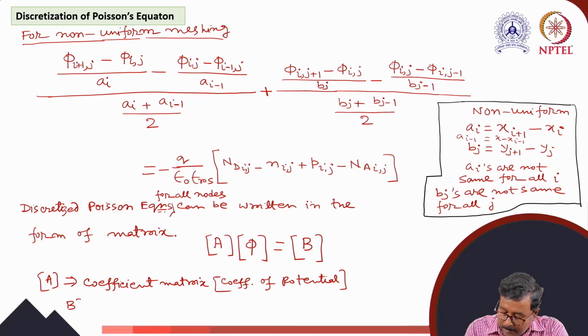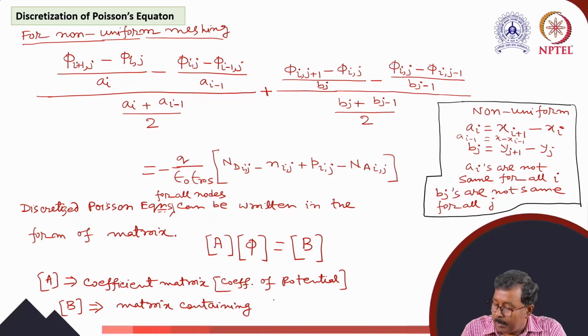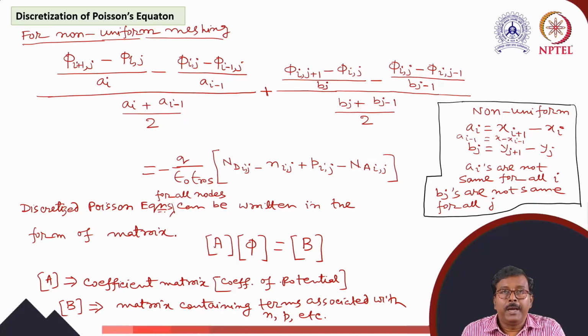And B will be the matrix containing Q, etc., terms associated with N, P, etc. So in this way, we can reach the matrix equation.